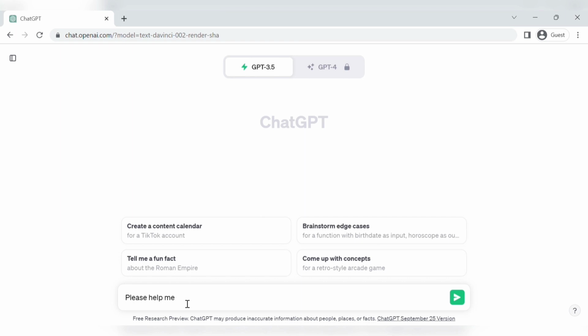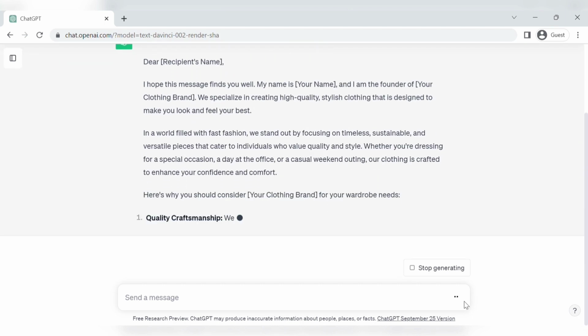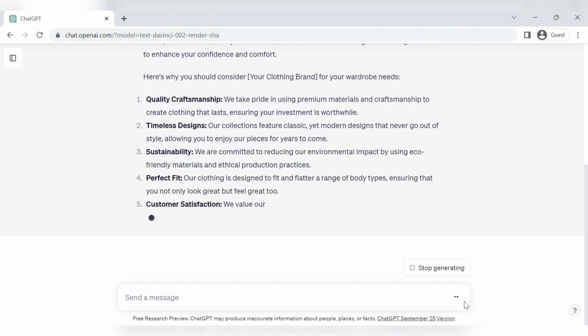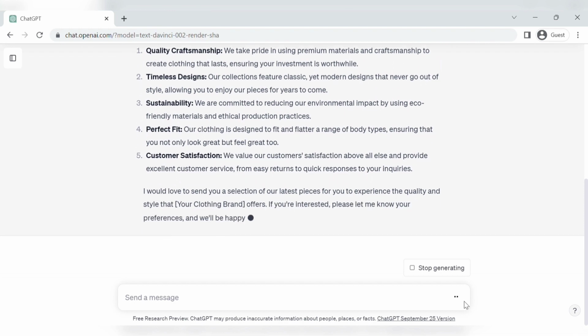Here, first of all, I am telling ChatGPT to write a cold email for my business directly. For example, let's assume that our business is a clothing business. Click enter and see. It wrote an email, but it is a very long and boring email. It doesn't have a personalized touch to it. The length of this email goes on and on and on. I don't think anybody reads this.